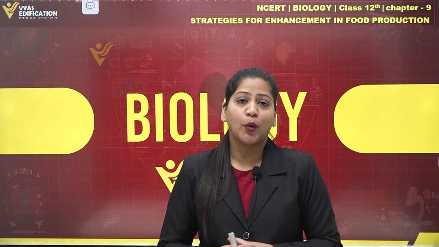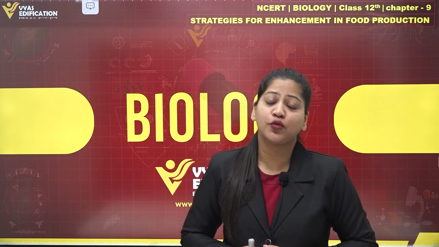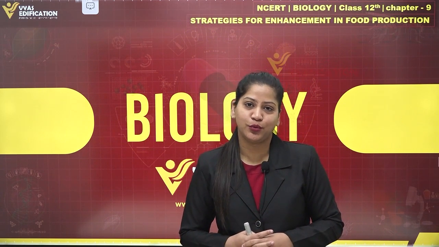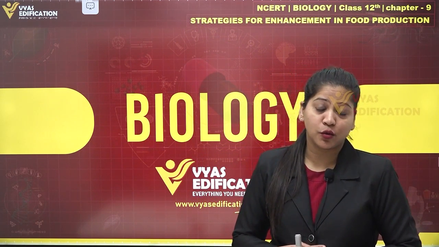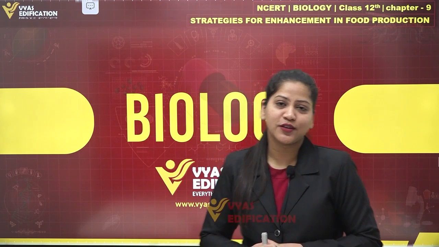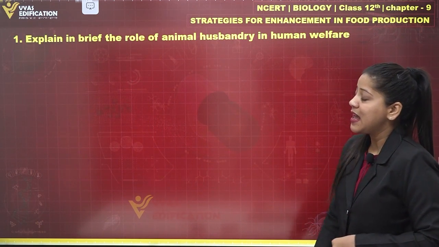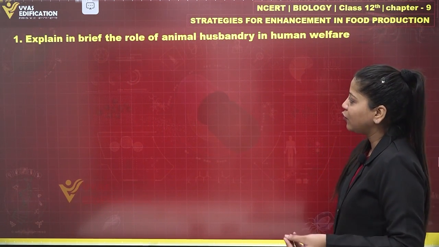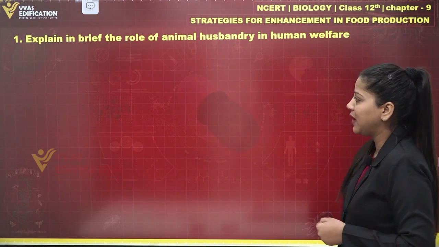So today in the series of NCERT discussion, we are going to talk about NCERT questions of chapter number 9 from class 12, that is strategies for enhancement of food production. This chapter contains a total of 12 questions and we are going to talk about each and every question in detail one by one. So let's begin with the very first question of this chapter, that is explain in brief the role of animal husbandry in human welfare.